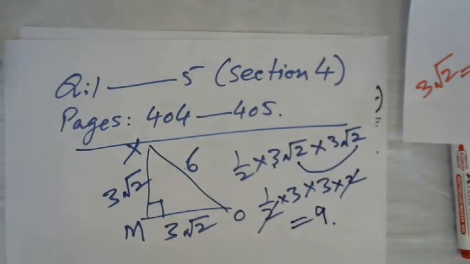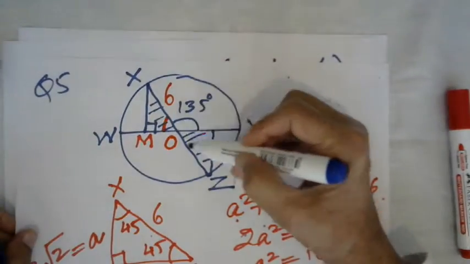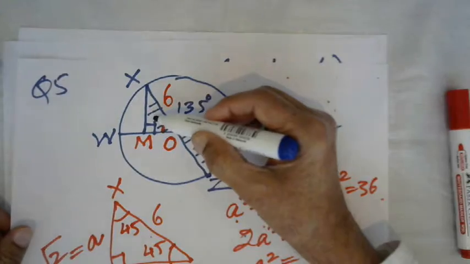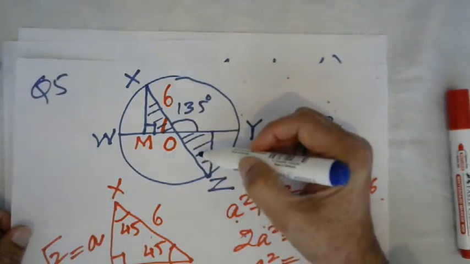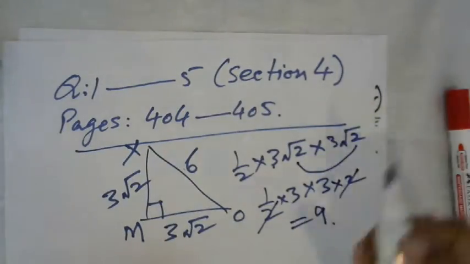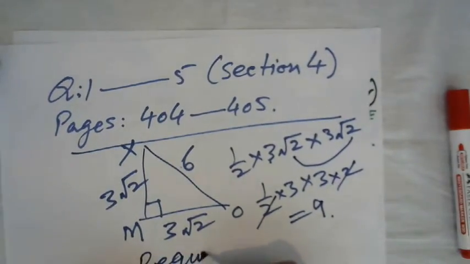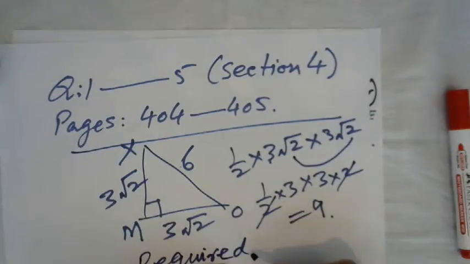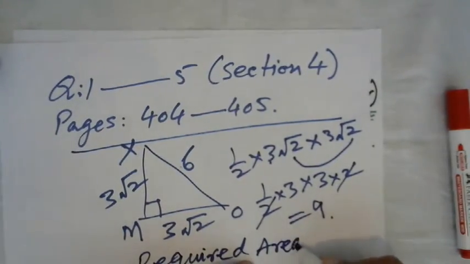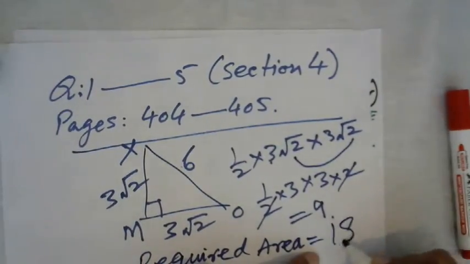Now, as I told you before, because there are two shaded regions, you can see this again. The area of this we have found to be equal to 9. Together with this, it will be 2 times 9. So the required area is equal to 2 times 9, which is 18.